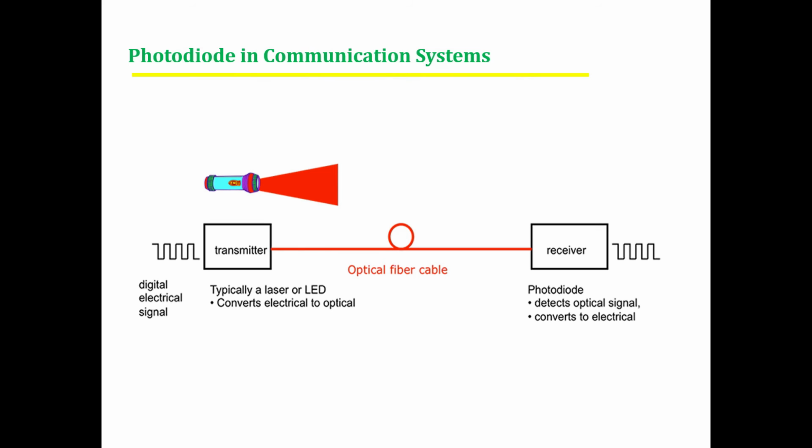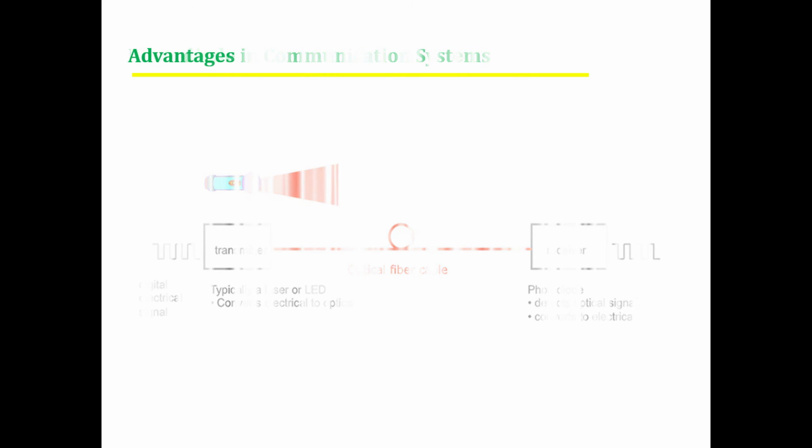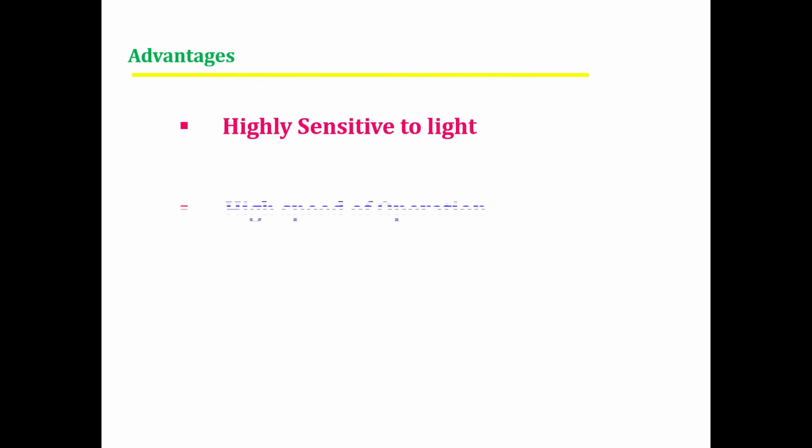Now we'll move on to the advantages of photodiode. Photodiode is highly sensitive to light, and the speed of operation is also very high. And that is why photodiode is used in banks to count the number of currency notes in a fraction of a second. Even if you give a bundle of notes to the system, it counts it very quickly. In no time it counts and gives us the answer.